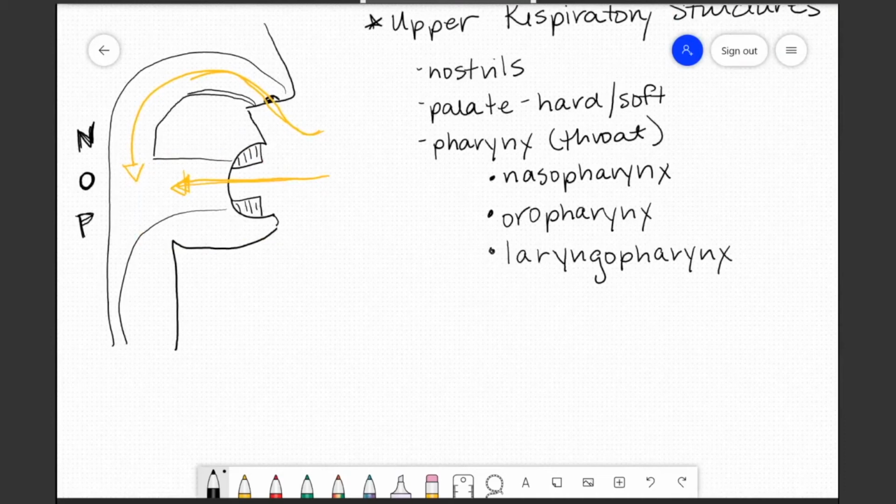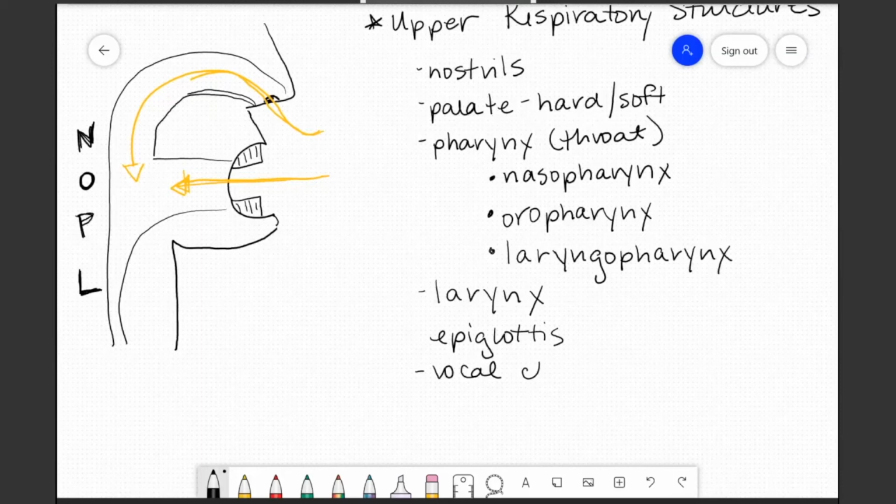Another upper respiratory structure you need to know, at the end of the pharynx, you will have your larynx. So don't get the pharynxes confused with the larynx. The larynx is going to be around the bottom of your chin, and this will actually be where you will also find your epiglottis and where you will find your vocal cords, otherwise known as your vocal folds, because they essentially do look like folded tissue. So around the edge of your larynx, this is where you will find your epiglottis and your vocal cords and folds.